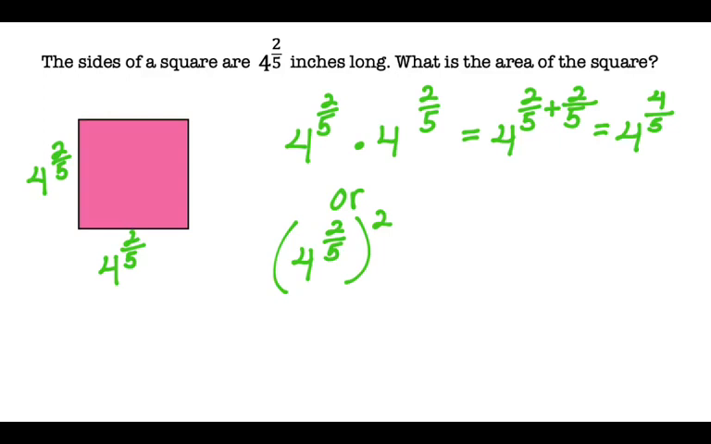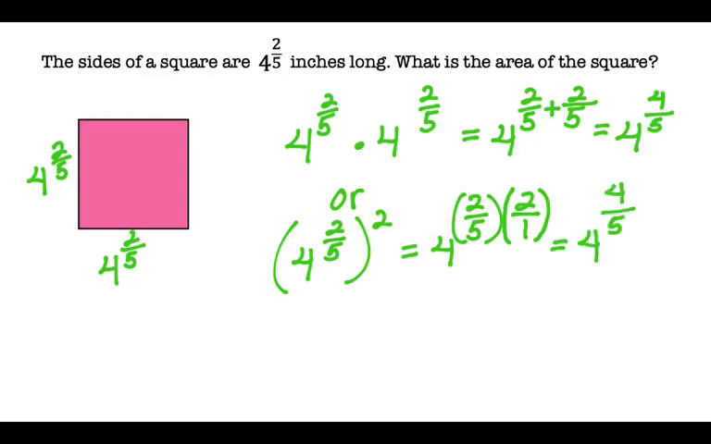Now for the second way of solving it, since the two are the same, you can multiply the two exponents. So 2/5 times 2. When you're multiplying fractions, you want to make sure that the second one is also a fraction. So we have a fraction times a whole number, and that 2 can be turned into a fraction by putting a 1 underneath it. Now we multiply straight across. 2 times 2 is 4, and 5 times 1 is 5, giving you the same answer we got above. So either way, you're going to get 4 to the 4/5 power.